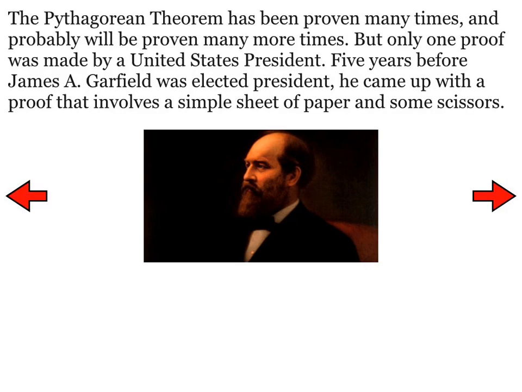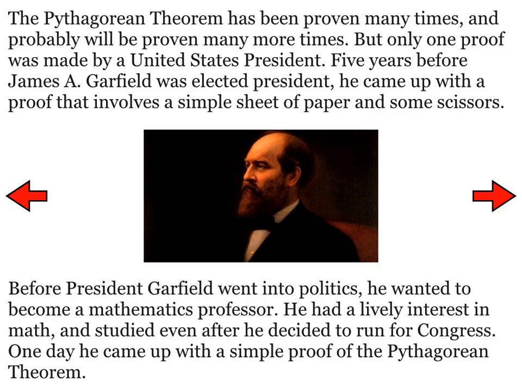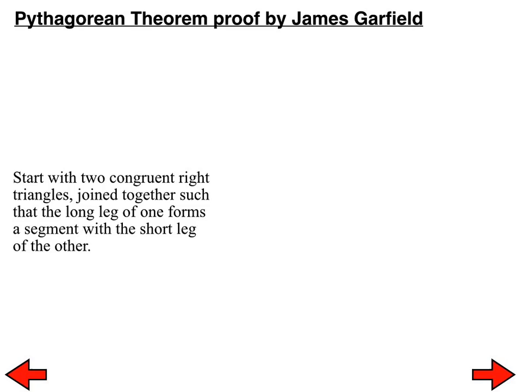Five years before James Garfield was elected president, he came up with a proof that involved a simple sheet of paper and some scissors. Before President Garfield went into politics, he wanted to become a mathematics professor. He had a lively interest in math and studied even after he decided to run for Congress. One day he came up with a simple proof of the Pythagorean theorem, and that's what our next one is based on. So here's what we do.